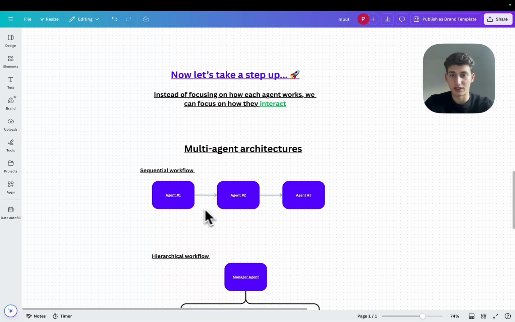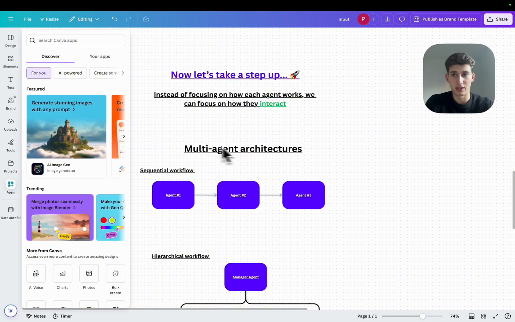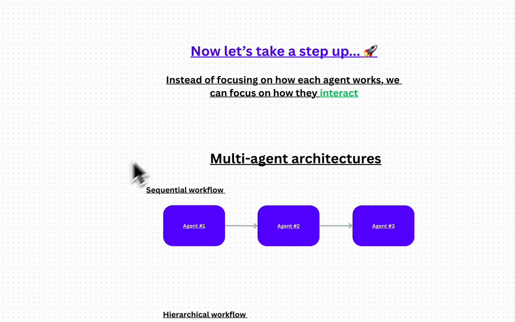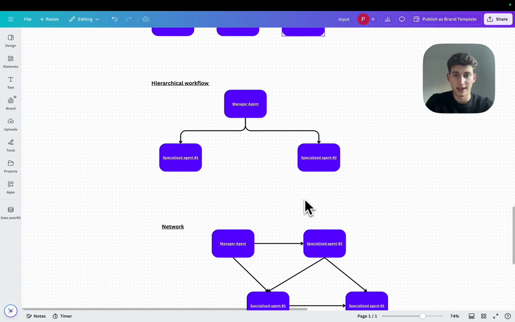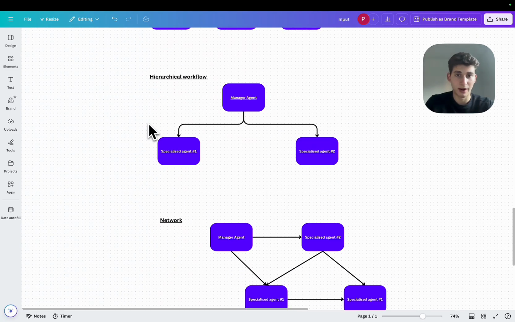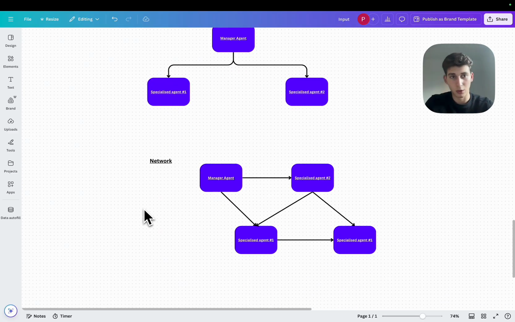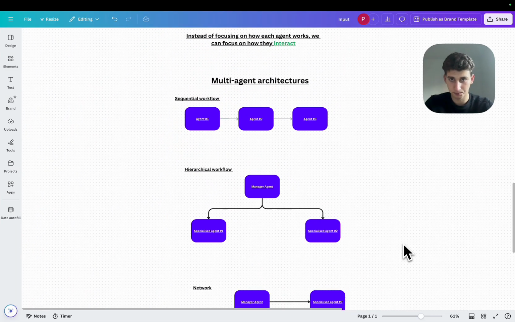Okay, so now we can have a sequential workflow where we just have the agents in order. So we have agent 1, then we pass on to agent 2, then we pass on to agent 3. Or you can have a hierarchical workflow where you have a manager agent and all these specialized agents underneath. Or we can have a network workflow where the agents are basically connected ad hoc as you wish to connect them. Okay, so let's go through this a bit slower.